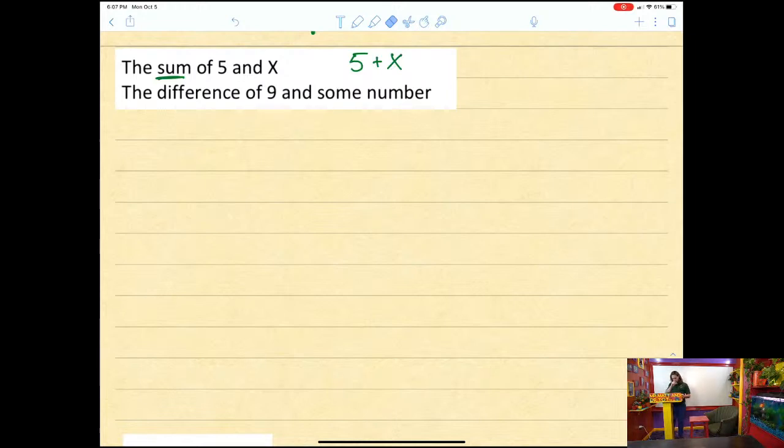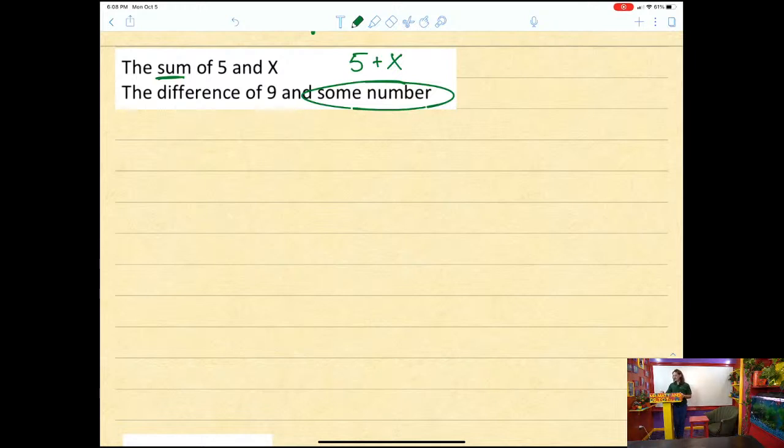The second question, the difference of 9 and some number. So they're just a little bit less specific than the first sentence that we dealt with. When they say some number, they're really just leaving it open to interpretation what variable you want to choose for the unknown value. In algebra, whenever we have an unknown value, we just use a variable to represent that number. So this question is rather subjective, meaning that there's a wide range of acceptable answers. However, it must be in the form of 9 minus some variable.